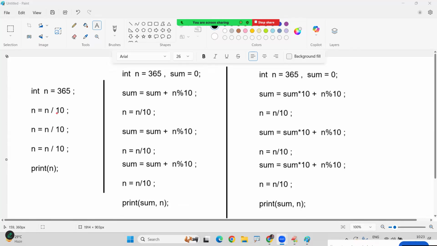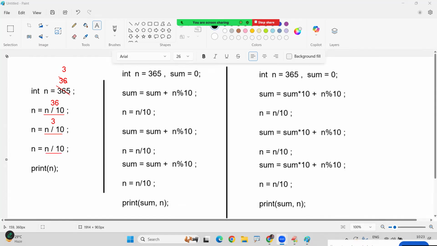Look at this. n by 10. 365 by 10 means what? 36. The 36 will be stored into that variable n, so automatically the n value will change. n by 10, 36 divided by 10: the last digit will be removed, 3. That 3 will be stored into n.